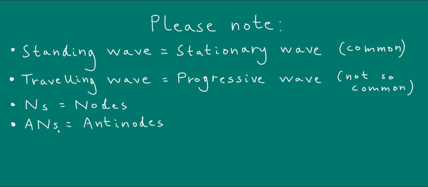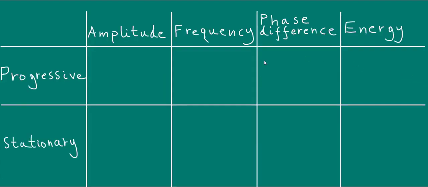So let's compare and contrast these waves. Really, there's just four things you need to be aware of: amplitude, frequency, phase difference, and energy when it comes to comparing and contrasting progressive and stationary waves. So let's look at each of these in turn.